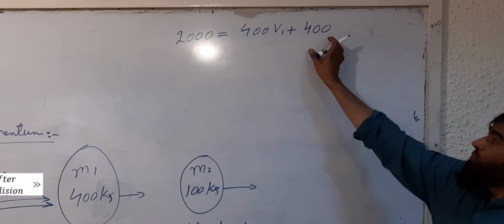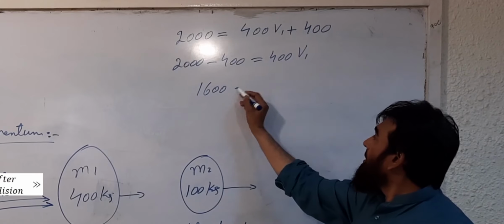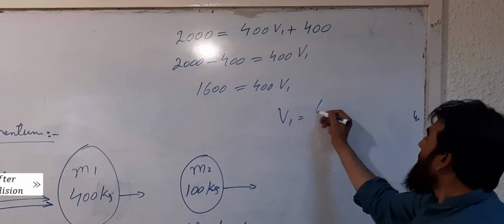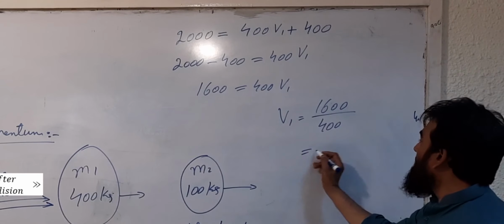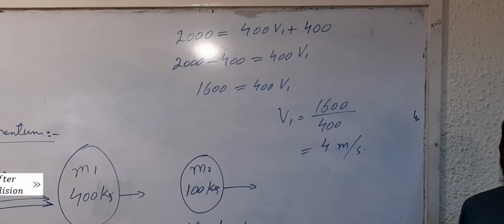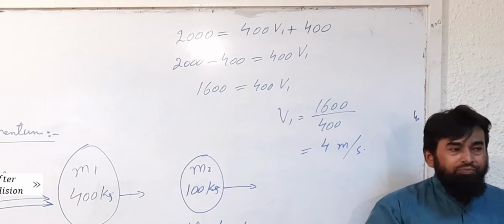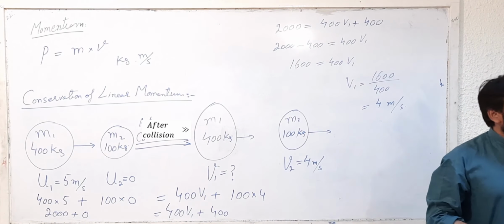This 400 will be subtracted to the other side. This is 1600 is equal to 400 v1. So v1 is equal to 1600 over 400. So the answer is 4 meter per second. So this is the velocity of the first body after the collision. Clear? So this is basically the application of the law of conservation of momentum.